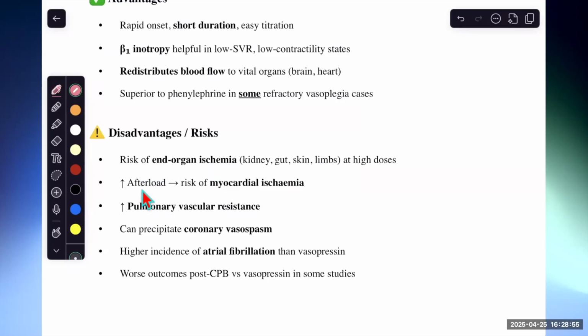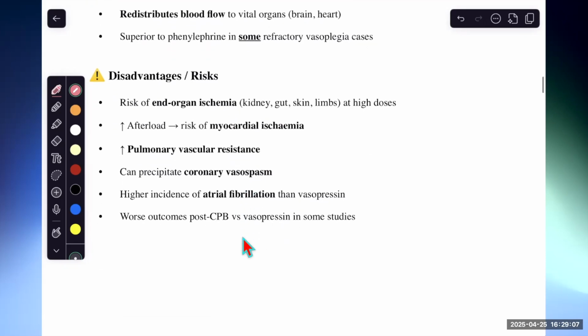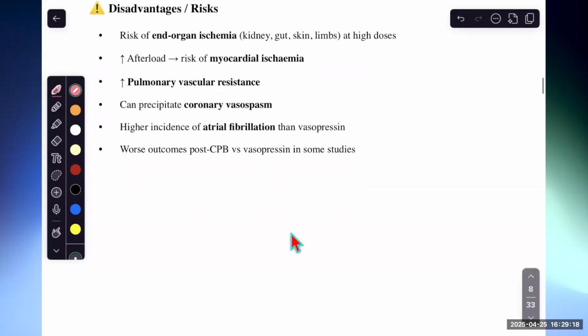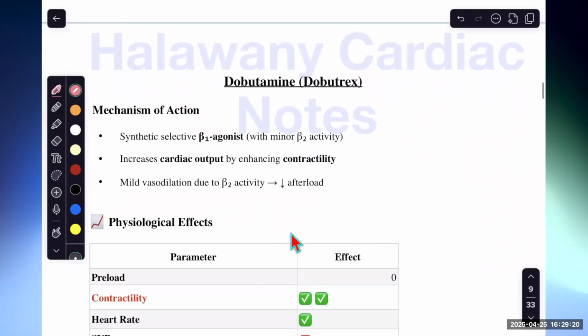Risks: end organ ischemia from increased afterload, increase in BVR, can precipitate coronary vasospasm. See, it's the opposite of the last paper I was telling you about. Higher incidence of fibrillation than vasopressin, and worse outcome post bypass than vasopressin in some studies. Okay, this is about vasoplegia, and we will speak about it.